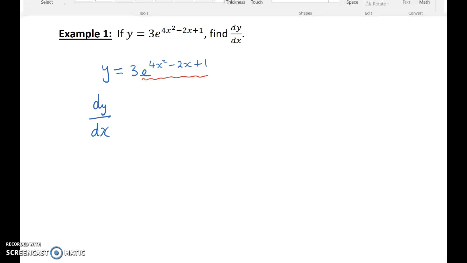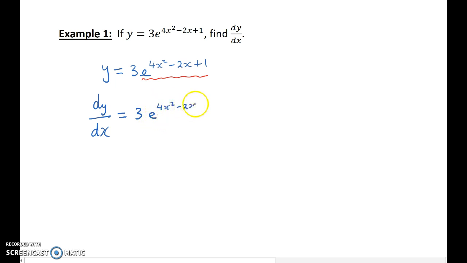And whenever you're multiplying by a constant, you just keep it. So we're going to keep that 3. The basic rule for exponentials, for e's, is that you keep everything you've got. So it's going to be 3e to the 4x squared minus 2x plus 1. Exponentials tend to be very simple. Whatever you have, you keep.